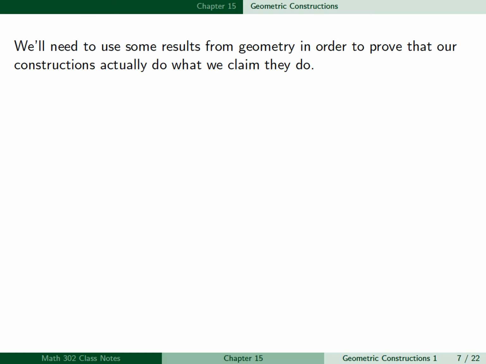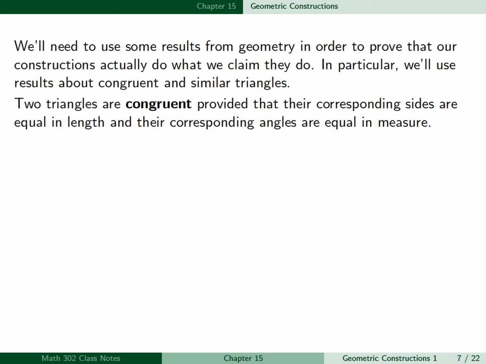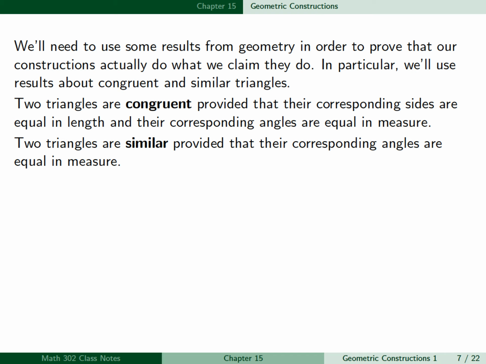We'll need to use some results from geometry in order to prove that our constructions actually do what we claim they do. In particular, we'll use results about congruent and similar triangles. Two triangles are congruent provided their corresponding sides are equal in length and their corresponding angles are equal in measure. Two triangles are similar provided their corresponding angles are equal in measure.